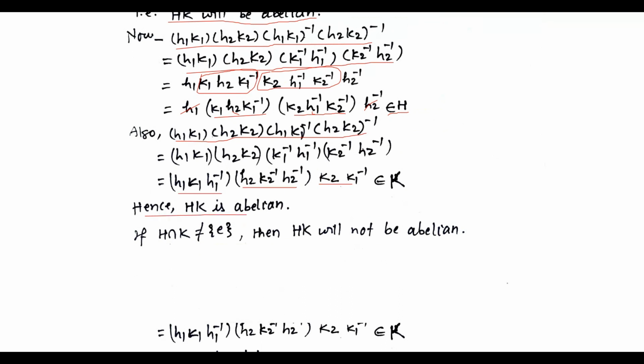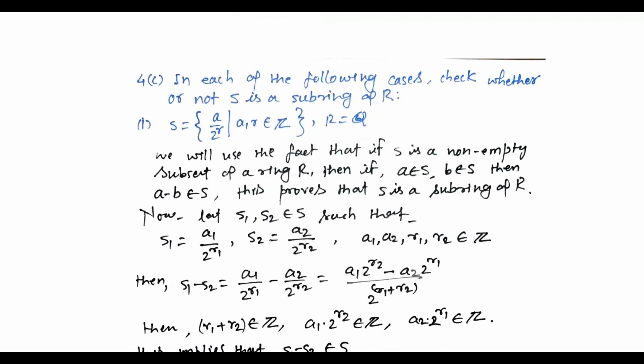Hence HK is abelian. Further, if H intersection K is not equal to {e}, then HK will not be abelian. Moving to the next problem.